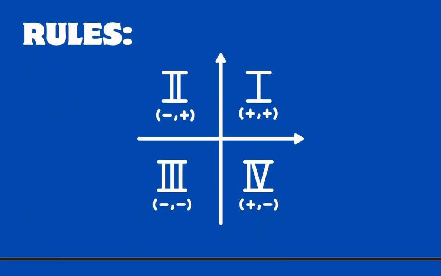There are 4 parts of our coordinate plane, which we call quadrants. We have quadrant 1, quadrant 2, quadrant 3, and quadrant 4, each of which have different positive and negative values. In quadrant 1, we say positive x and a positive y. In quadrant 2, we say negative x and a positive y. In quadrant 3, we have a negative x and y. And in quadrant 4, we have a positive x and a negative y.